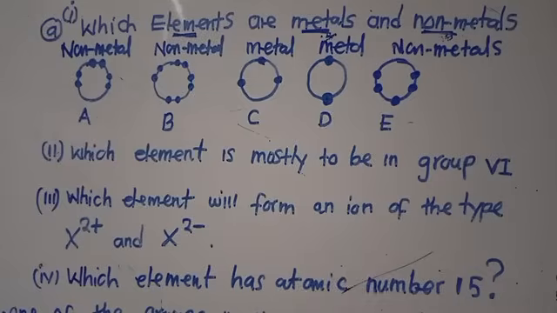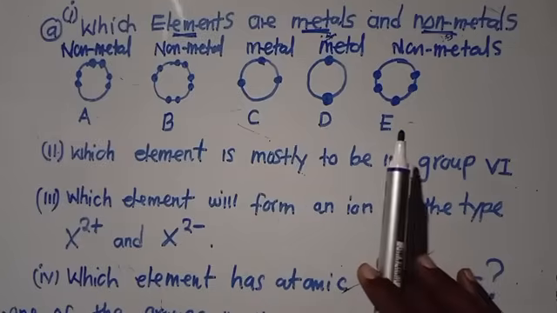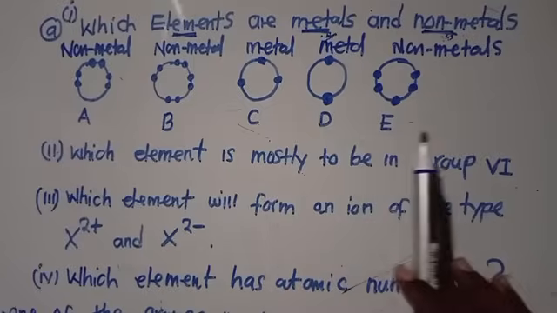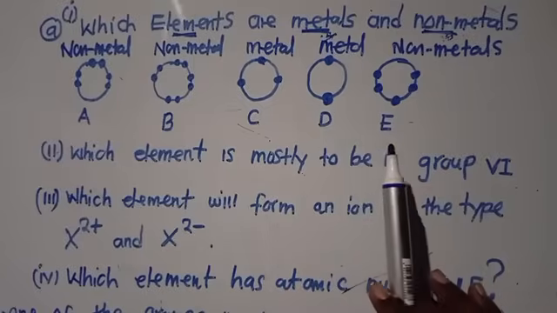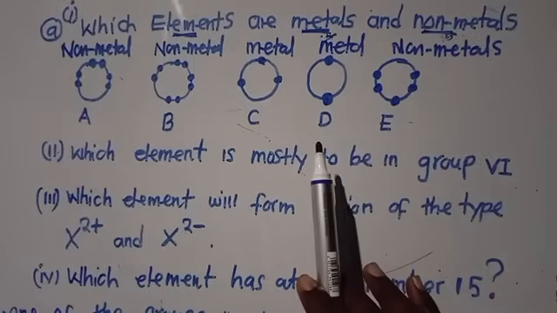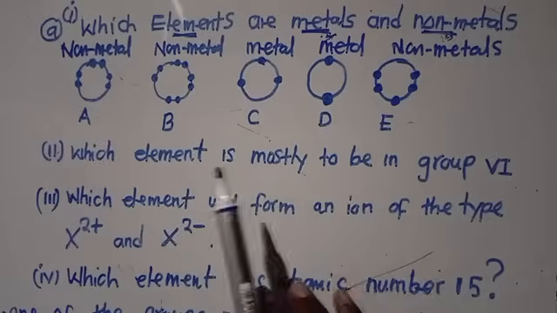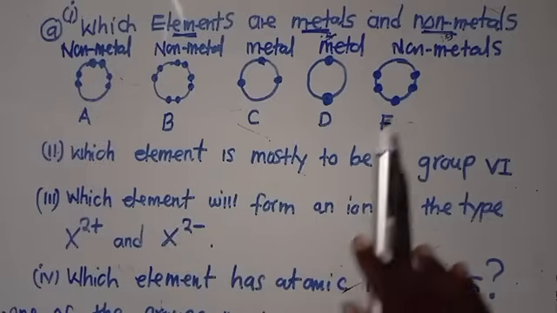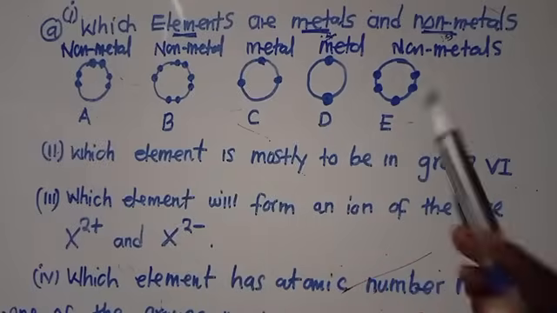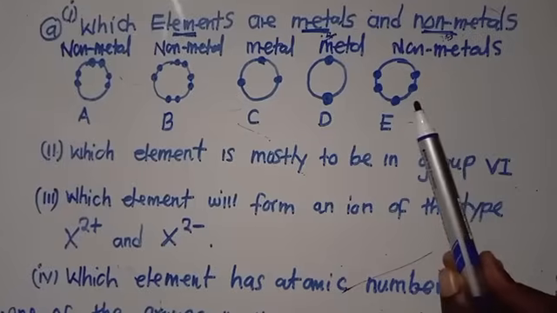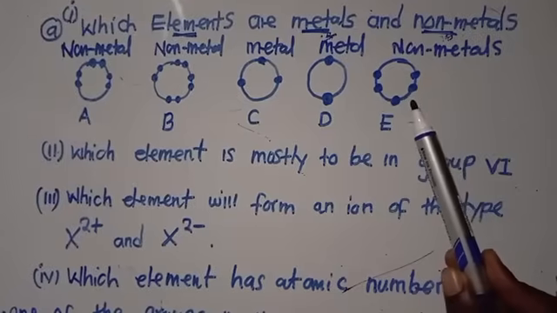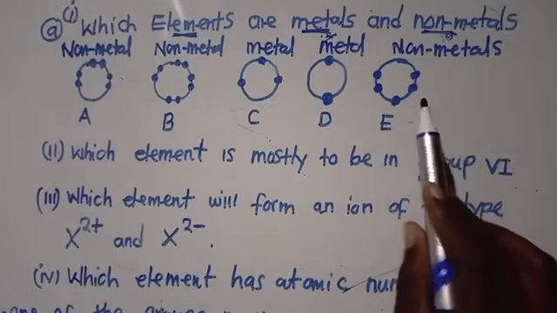Oh, that's good. E is a non-metal. So we established an understanding that those elements with outermost shell electrons more than 4 are referred to as non-metals. This one needs 4. For this one to be stable, how many electrons does it need? It needs 3 electrons. Have you seen?